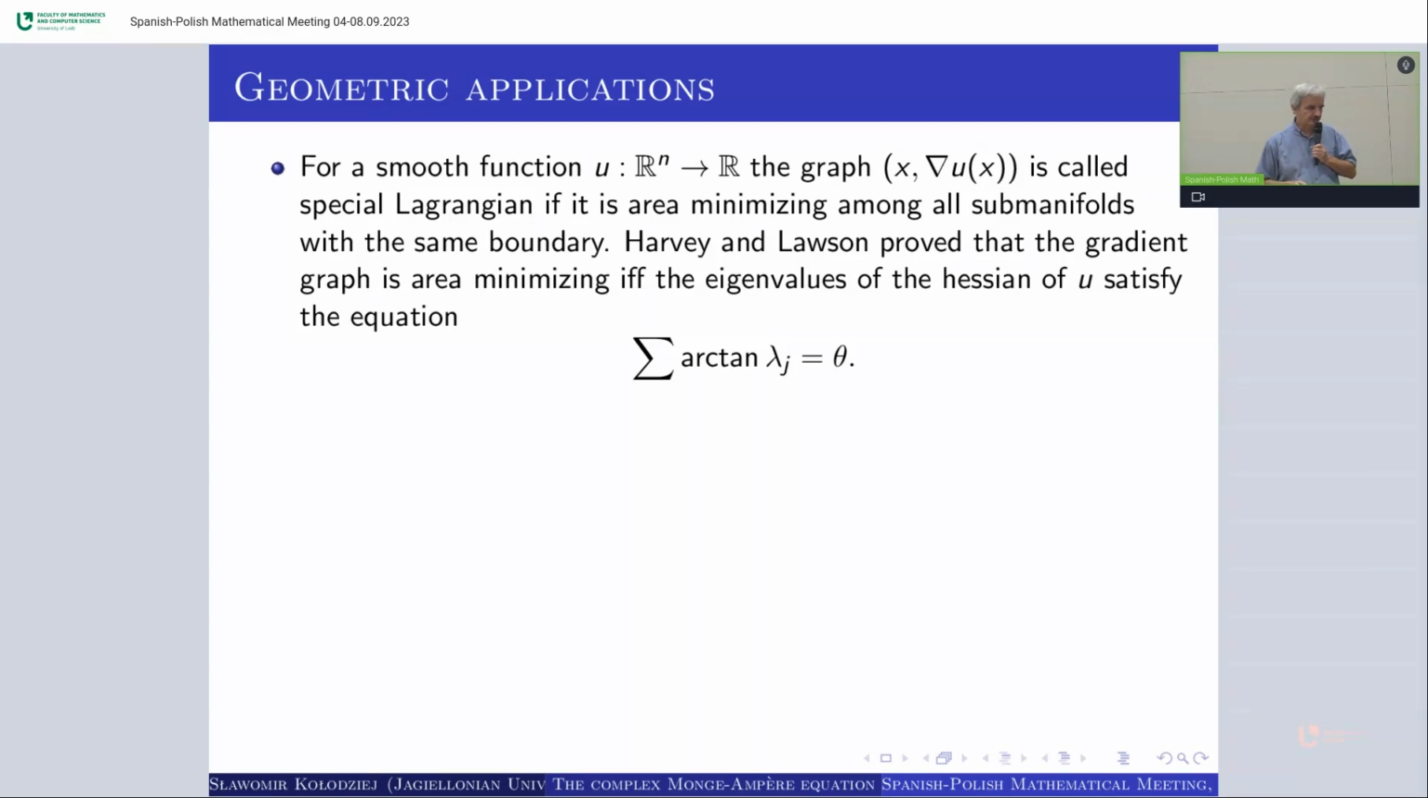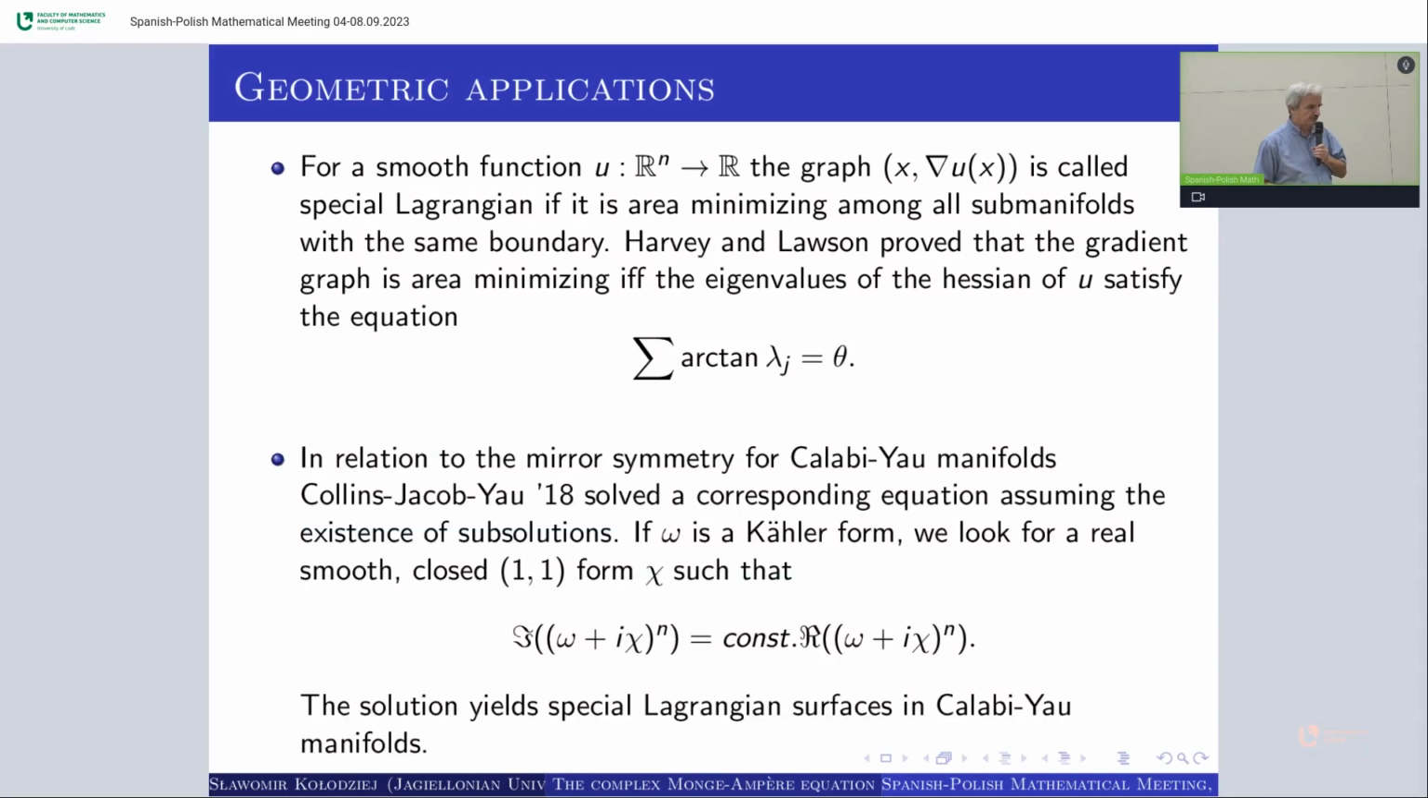And this graph is called special Lagrangian if it minimizes area among all submanifolds with the same boundary. And Harvey and Lawson proved that such a gradient graph is area minimizing if the following equation holds for eigenvalues of the Hessian of u. So now we do not have symmetric polynomials of lambda j's, but we have some symmetric function of lambda j's. The right-hand side is a constant.